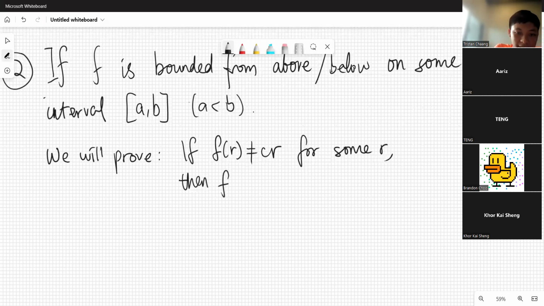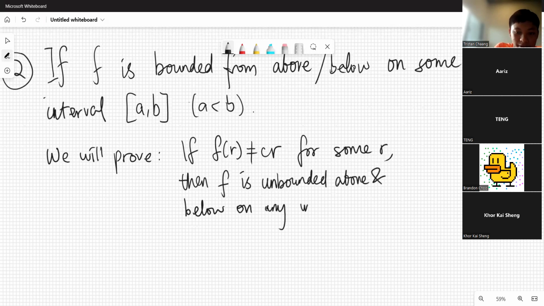then f is unbounded above and below on any interval (a,b). So it's completely the opposite of what we're saying. We're just trying to prove by contradiction. I mean, you can call it contradiction or you can call it contrapositive if you want. So I assume the result is false, and then I prove that the premise, the assumption, is false. So if f(r) is not equal to c·r, then this condition would not hold.